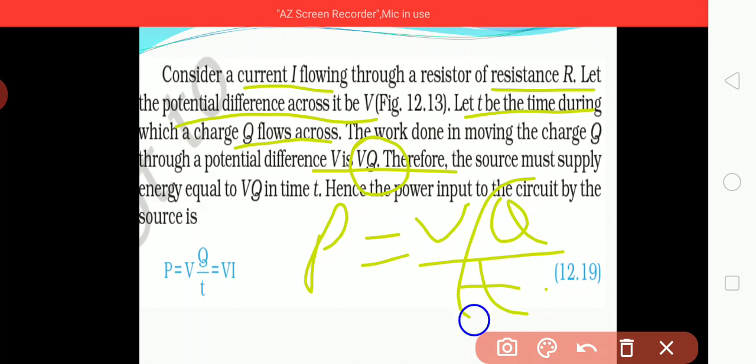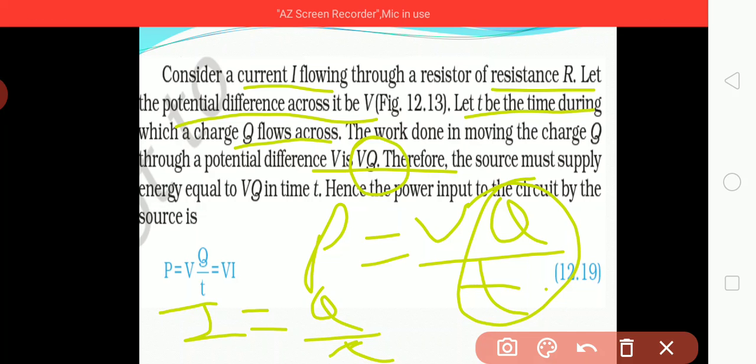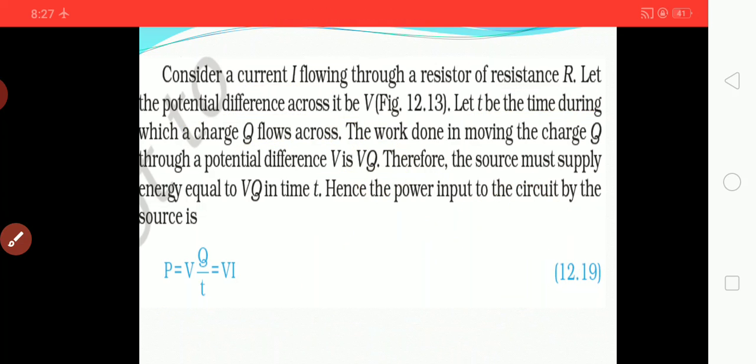Now we know Q upon t. In the starting of the chapter we studied that electric current is the electric charge upon time taken, so I = Q upon t. If we replace Q upon t with I, we get VI. So from this we get P = VI.